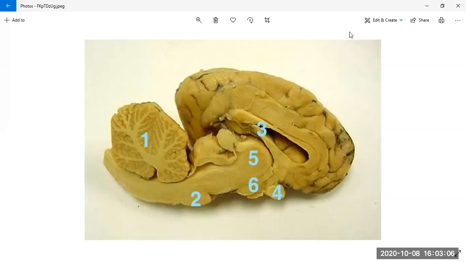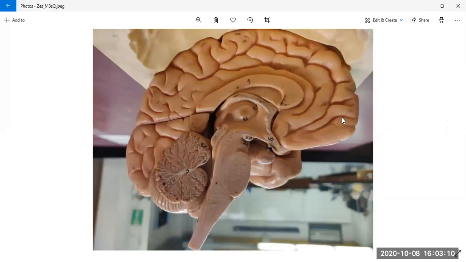Usually it is easier to see it from the top. Yeah, this is the motor brain, the same thing: the cerebellum, the medulla oblongata that's going down to the spinal cord, the pons, and this one is the corpus callosum.